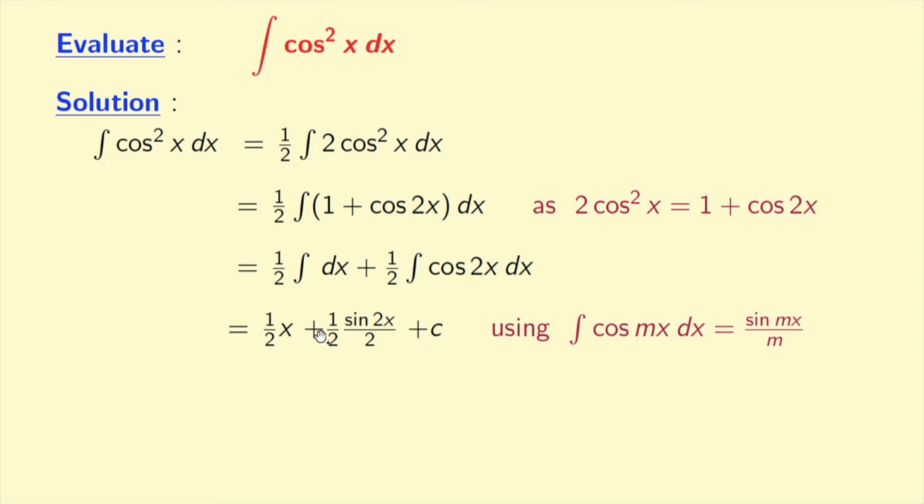Now after simplifying, we get 2x plus sin 2x by 4 plus c. And this is our final answer.